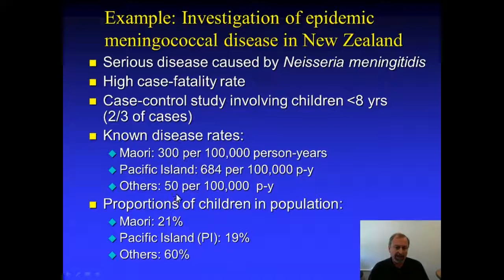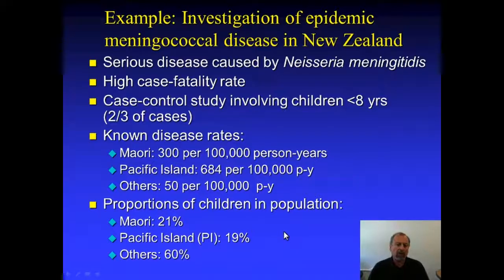But the others, the majority of people in New Zealand being of European ethnicity, have a much lower rate, 50 per 100,000 person years. But if you look at the proportions of the children in the population, you see that the others, mainly of European parentage, were 60%, Maori and Pacific Island around 20% each.